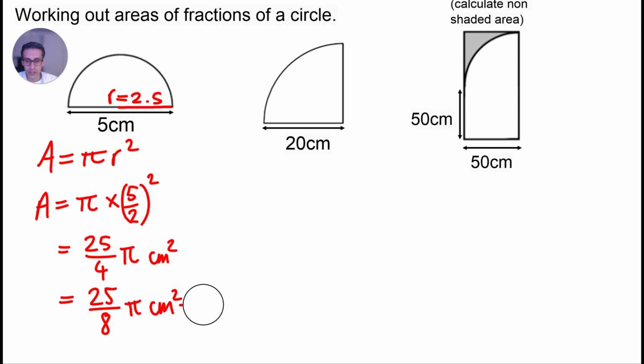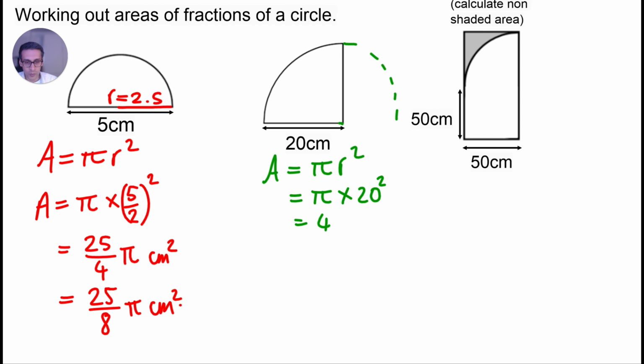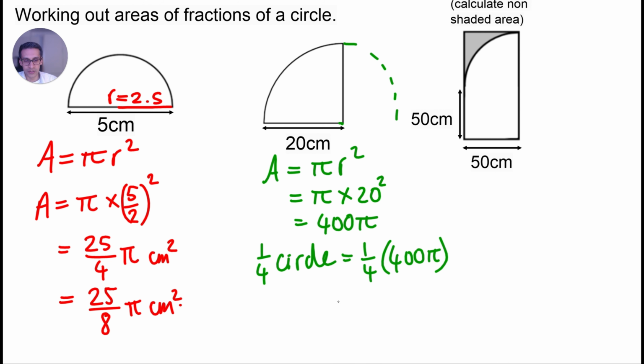Okay, second question. We are going to work out the area of this quarter circle. So the area of a full circle would be pi r squared. The radius here would be 20 because if it was a full circle, that would be a 20 centimeter radius. So it is equal to pi times 20 squared. That's going to be 400 pi. Now, a quarter circle is equal to 1/4 of 400 pi. Now these numbers have worked out quite nicely because a quarter of 400 is just 100. So it's going to be 100 pi centimeters squared.